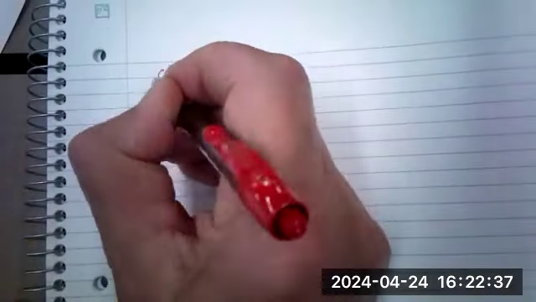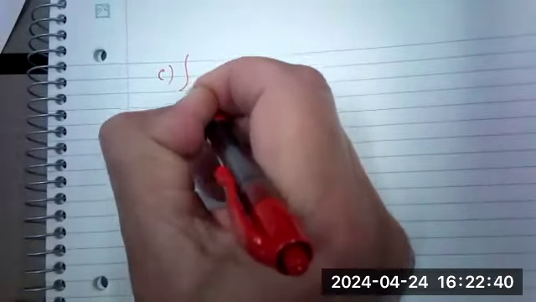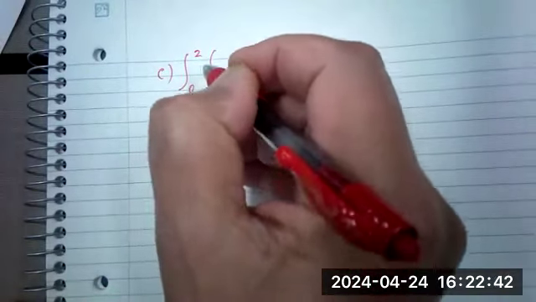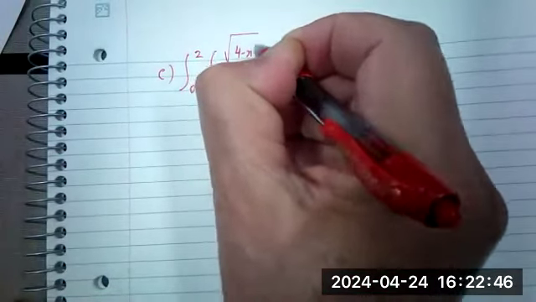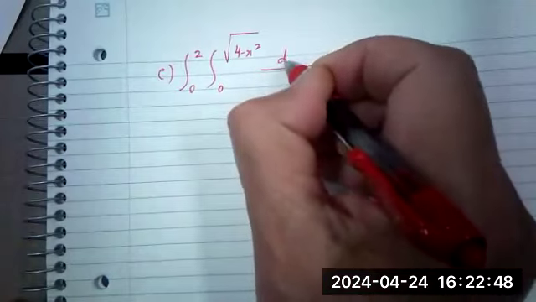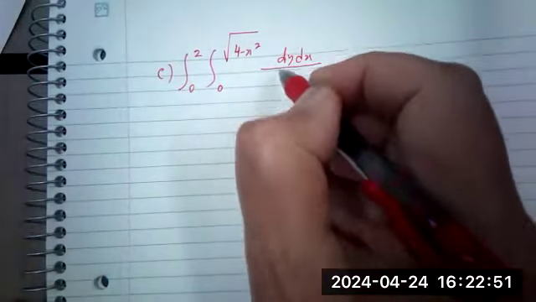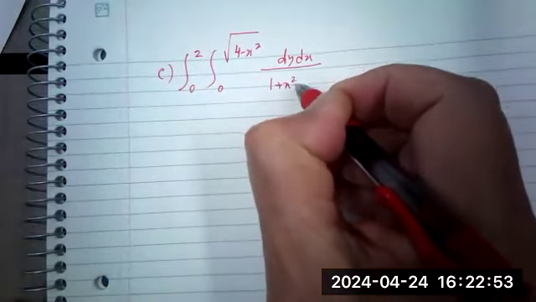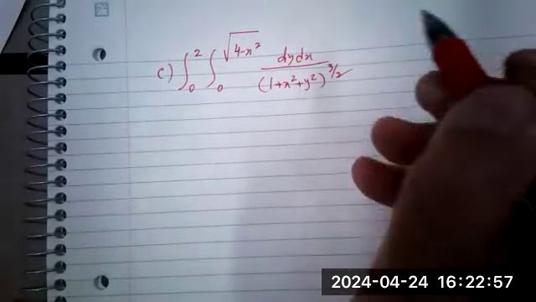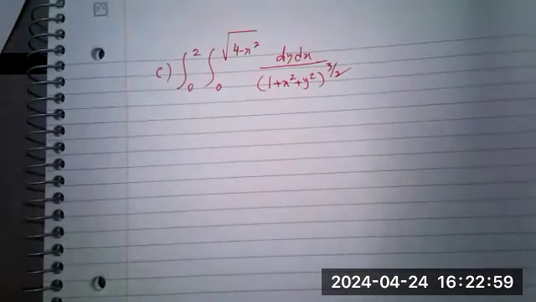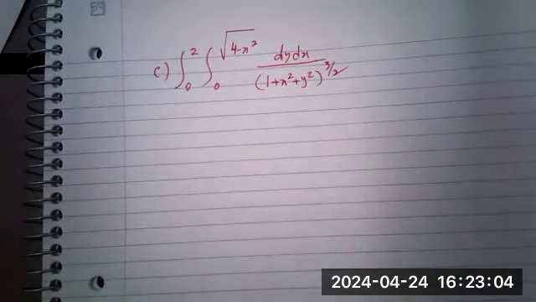Okay, so this would be 2c. The integral in question is 0 to 2, 0 to the radical of 4 minus x squared, and you have dy and dx. And this is 1 plus x squared plus y squared, everything to the 3 halves. This is your function. Again, the function is nice to convert because that gives you 1 plus r squared.